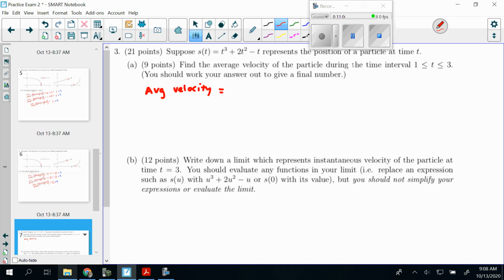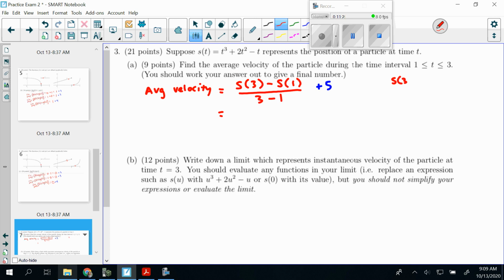So we want to show what's s at 3 minus s at 1 all over the time difference of 3 minus 1. That statement was 5 of the points. Now plugging in the correct values is next. So somewhere you want to figure out what those are. I'm going to do it off on the side here.